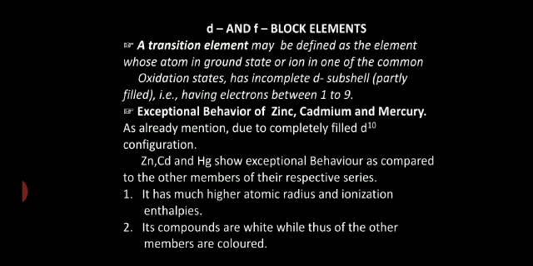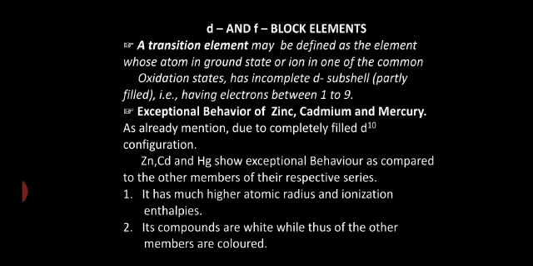You will see that zinc, cadmium and mercury are not considered as transition elements even if they belong to the transition series, even if they come under the d block. So then what are the general characteristics of the transition elements?